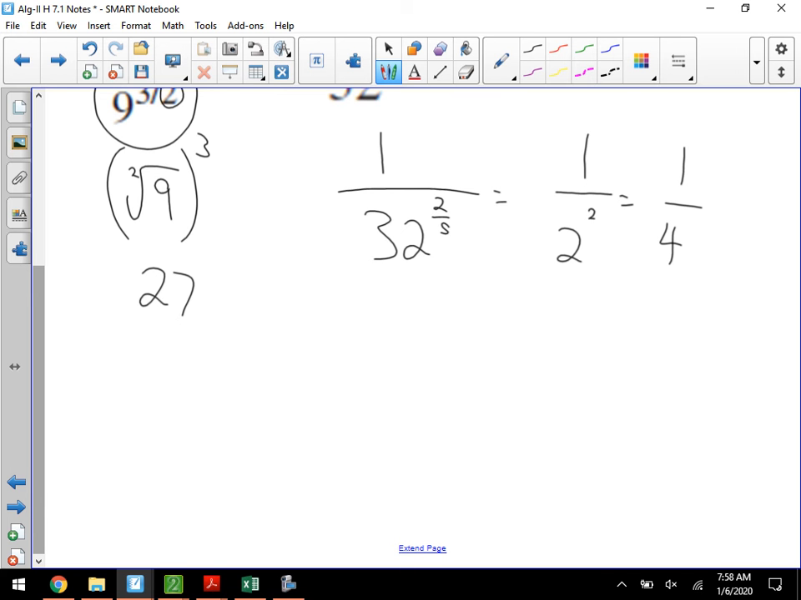Yes, ma'am? Remember, it just means it wasn't happy. Remember, whenever you have negative exponents, you want to flip it from the top to the bottom or bottom to the top. Just making them happy to be wherever they need to be.